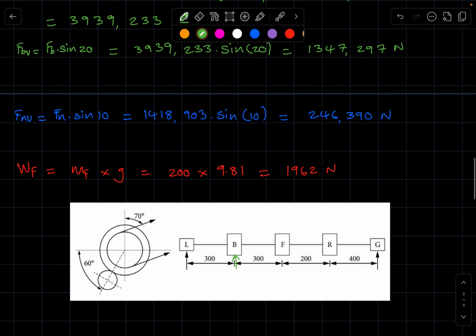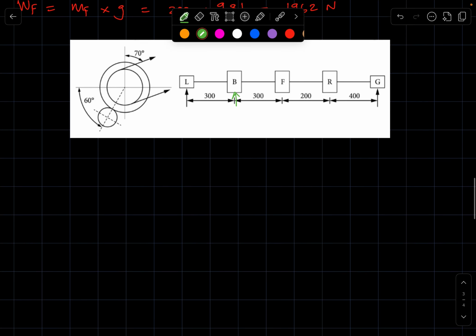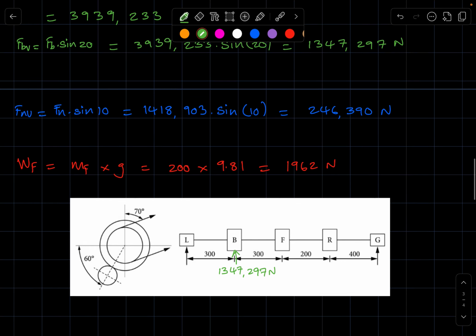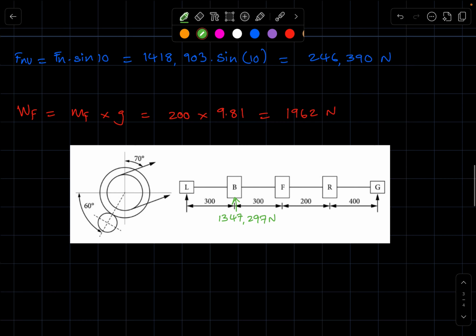So this is 1347,297 newtons. It's acting upward, and then the weight of the flywheel is acting downward. That one is 1962 newtons.